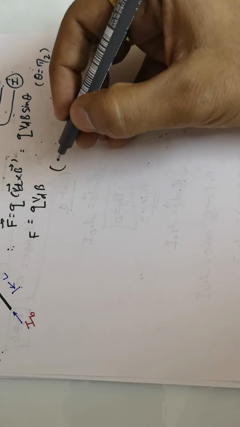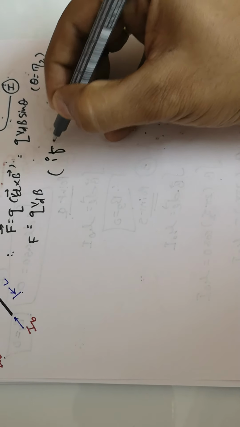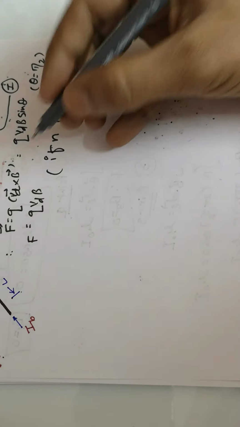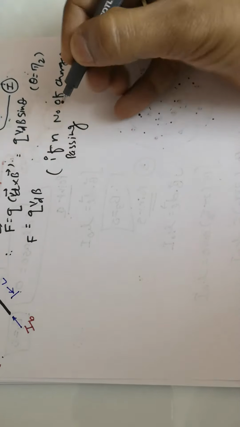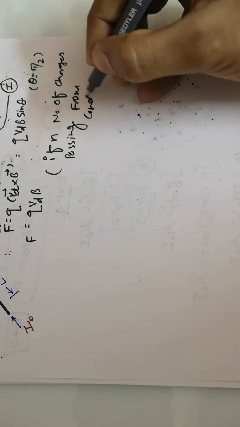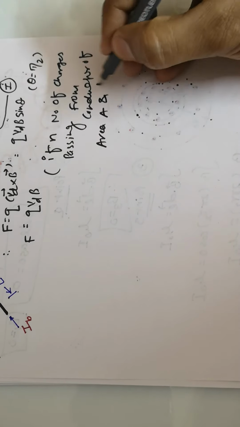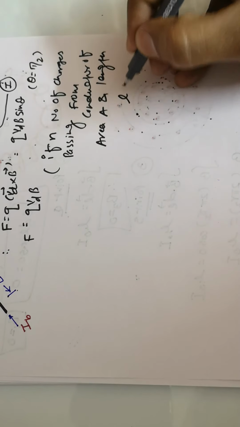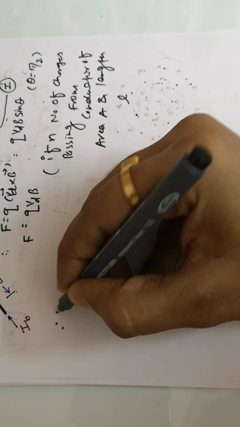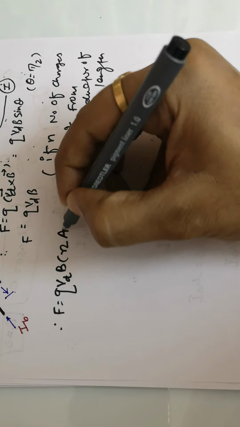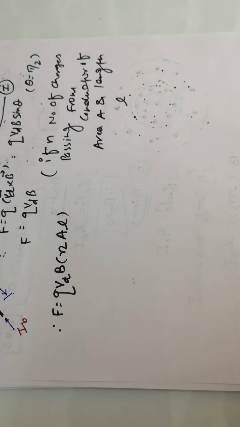You are aware from chapter number 3 that whenever a number of charges pass through a current carrying conductor, we put that n number of electrons or charges pass through a conductor of area A and length L. So I am multiplying this formula Q VD B by n number of charges, from area A and length L.